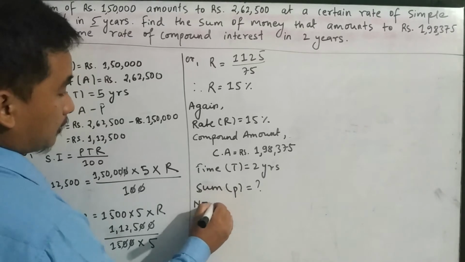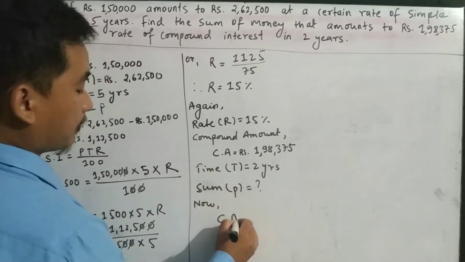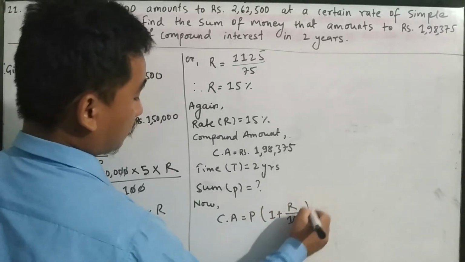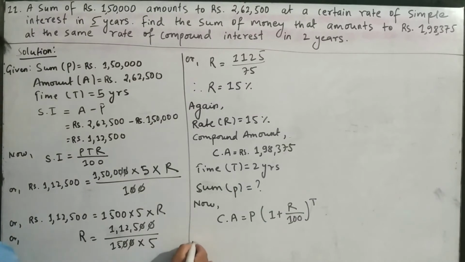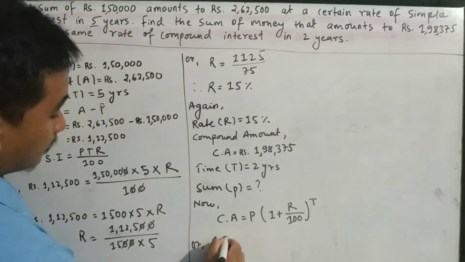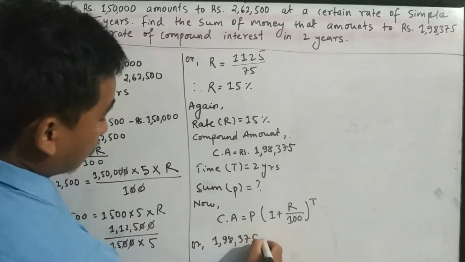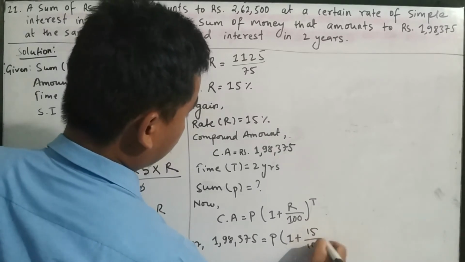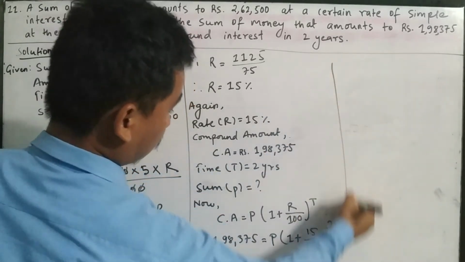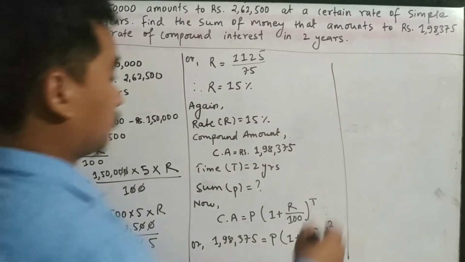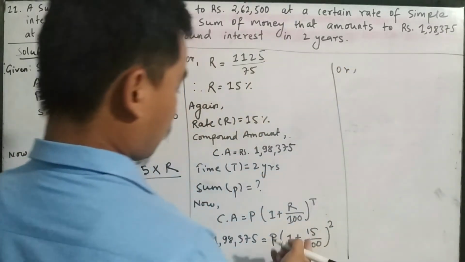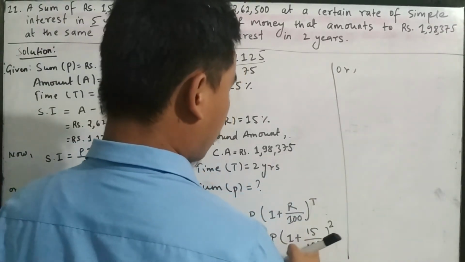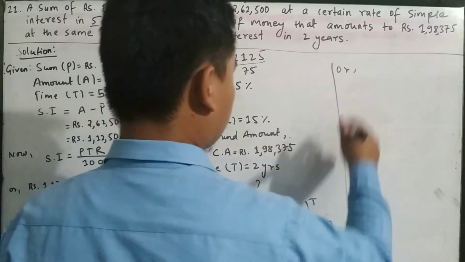Now, since we have compound amount, using the formula of compound amount, we know P into 1 plus r by 100 whole power t. Our compound amount is 1,98,375 because we don't know P. 1 plus r is 15 divided by 100, t is 2. Or 15 divided by 100 is 0.15 plus 1 is 1.15.